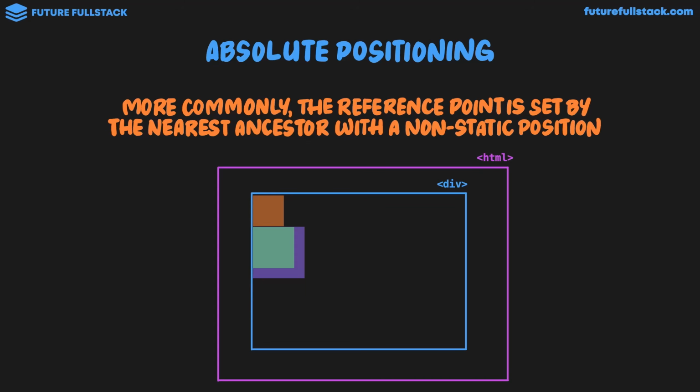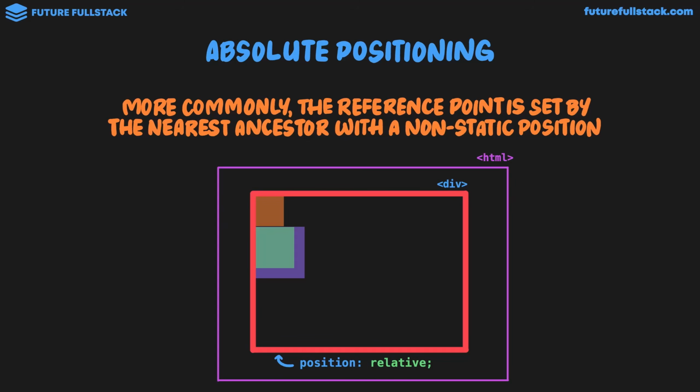Let's break this down. What we can do, for example, is on our div parent container, change its position to relative. By having a non-static position property, like relative, on our div container, we'll now make this the reference point. The div is closer in the HTML document structure to the green element compared to the HTML element. So the closest non-static ancestor, in this case the div, will act as the reference point.